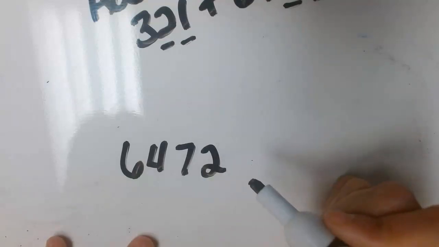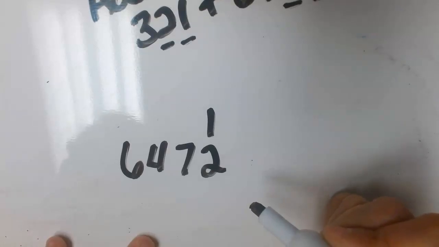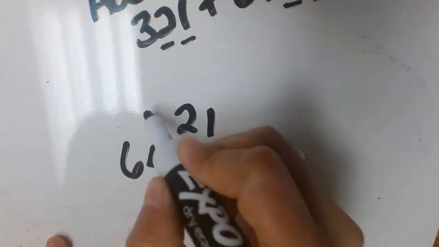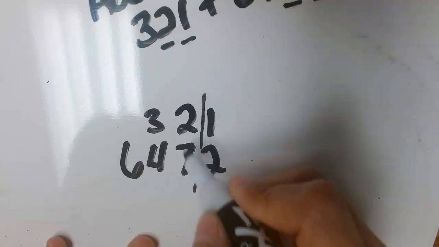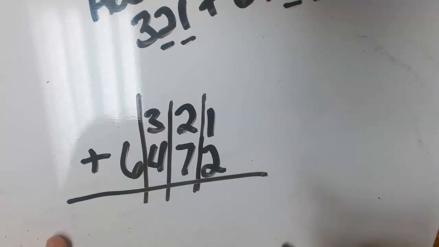Okay, so now let's line up the 3, 2, 1. The 1 goes with the 2 because those are both ones. The 2 and the 3. And I like to place a line so that I know when I'm adding, I'm keeping everything in its place value.